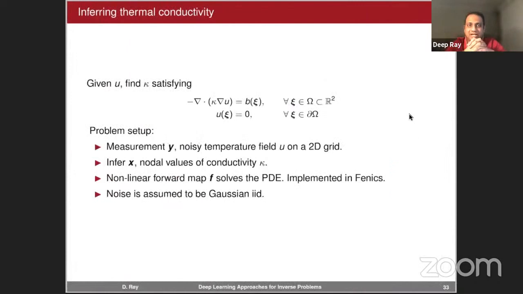Okay. So let's come back to the problem I've shown you initially, which is the heat conduction problem, where you want to find the conductivity kappa. So the measurement would be Y, which is a noisy temperature field U on some 2D grid. The field you're trying to infer is the nodal values of the conductivity kappa. The nonlinear forward map F, which solves the PDE, and this is implemented in FEniCS, is going to be my forward map. And the noise I assume to be IID Gaussian, which is added to the measurements. All right, so under this assumption, let's look at a few scenarios.